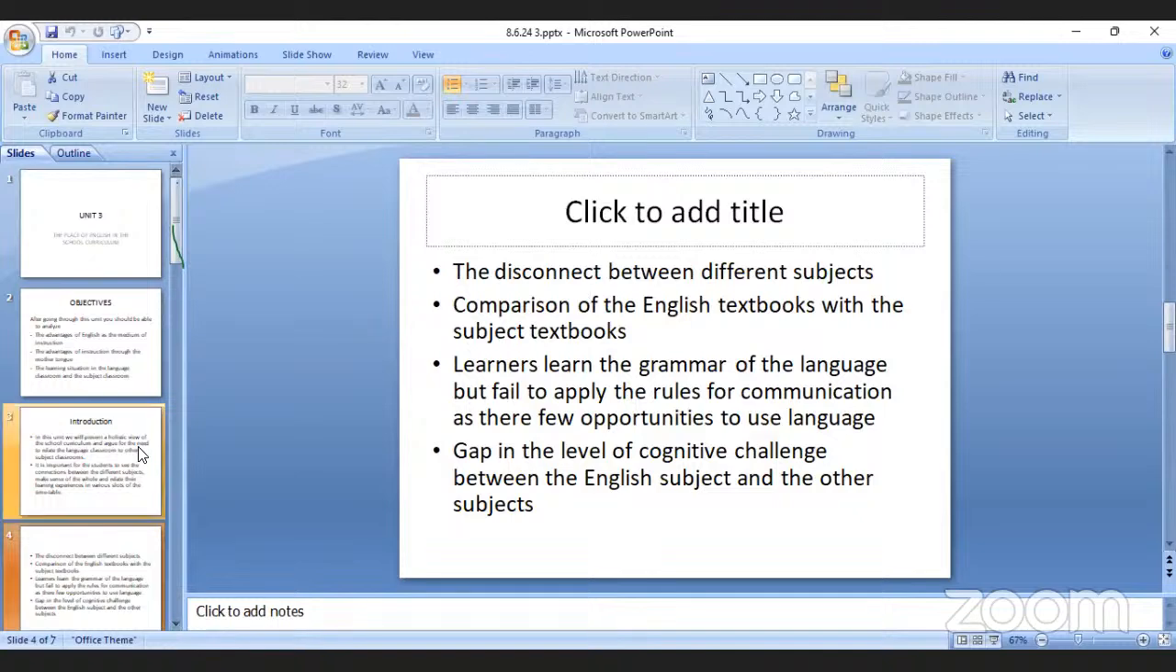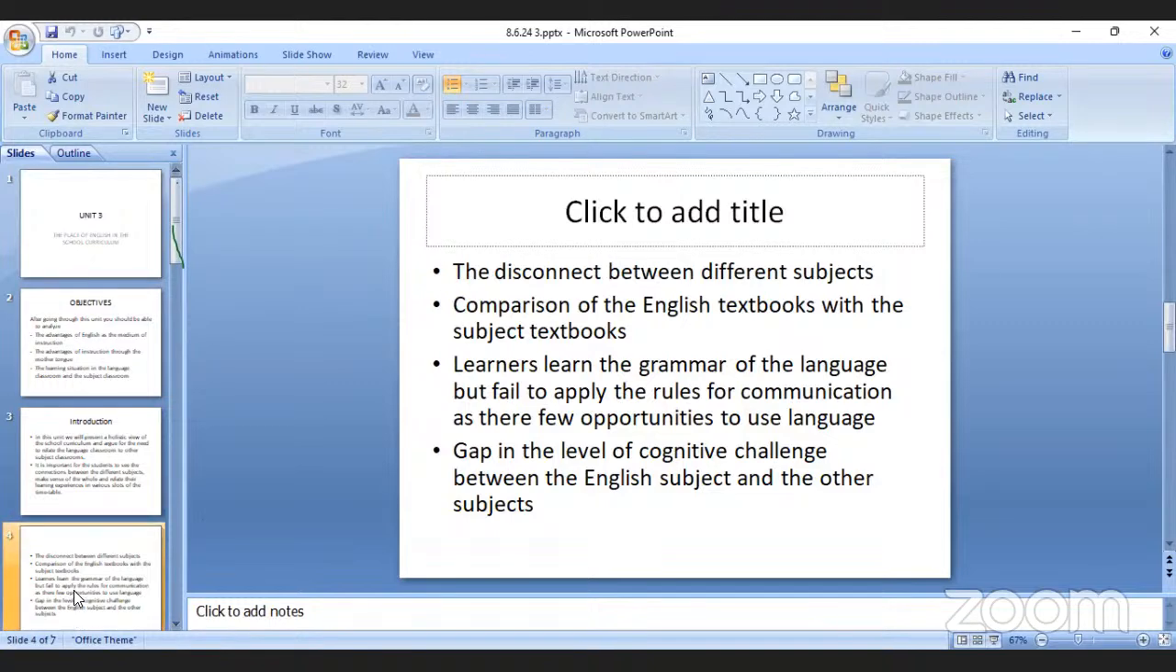Yeah. So in this one, what are the major drawbacks, or how does the learning process impact the learning of the particular language, that is English? What are those? The disconnection between the different subjects, comparison of the English textbooks with the subject textbooks. Learners learn the grammar of the language but fail to apply the rules for communication, as there are few opportunities to use the language. And a gap in the level of cognitive challenge between the English subject and the other subjects. These are the major points that impact learning language in educational settings, right?